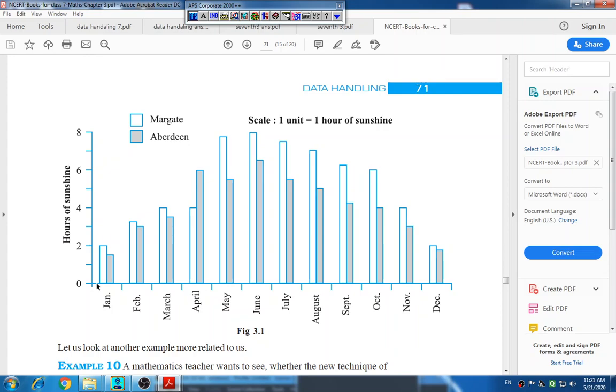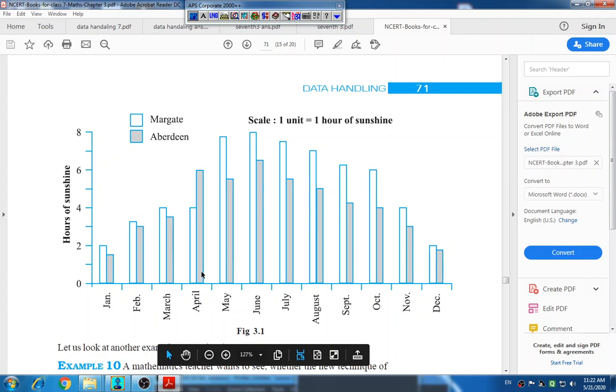So like that 1 unit for 1 hour, we can choose the scale for drawing a bar graph. When we draw the information of the January month, we have to draw a bar for both cities which are joined to each other. If we join these bars, then we can easily compare. So by easily watching this bar graph, we can see that in January, February, March, May, June, July, August, September, October, November and December, except only the April month, Margate has more average sunshine hours.